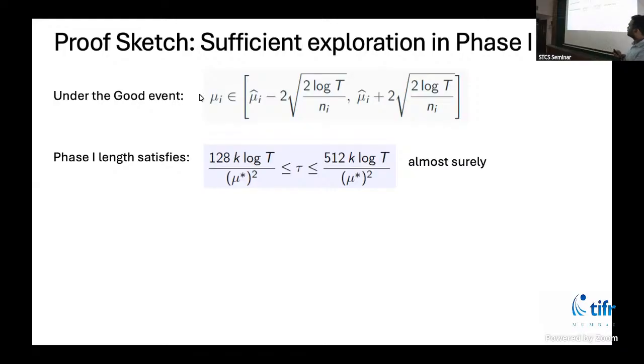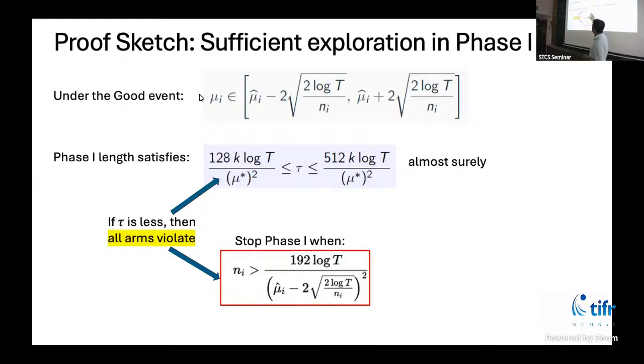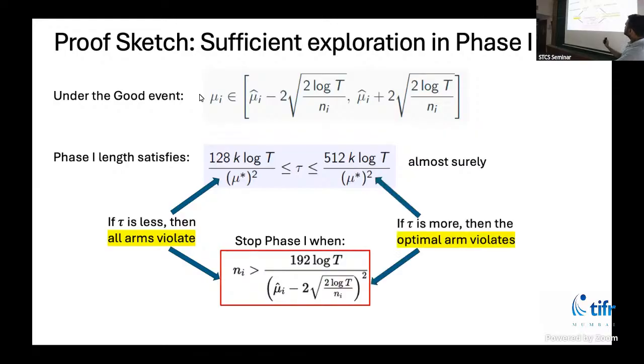And why does this bound hold? It holds from our stopping rule. We stop phase one when, for at least one arm, the number of plays exceeds this threshold. If the length of phase one is less than this quantity, then we can show that all arms will violate this, so this becomes a lower bound. And if the length of phase one is greater than this quantity, then we can show that the optimal arm will violate this, so this becomes an upper bound.